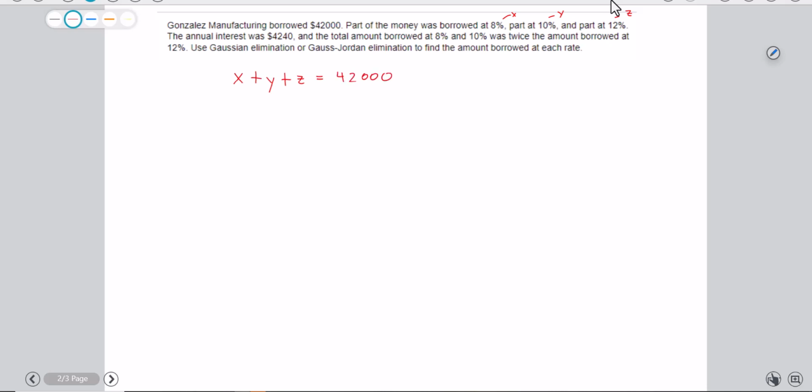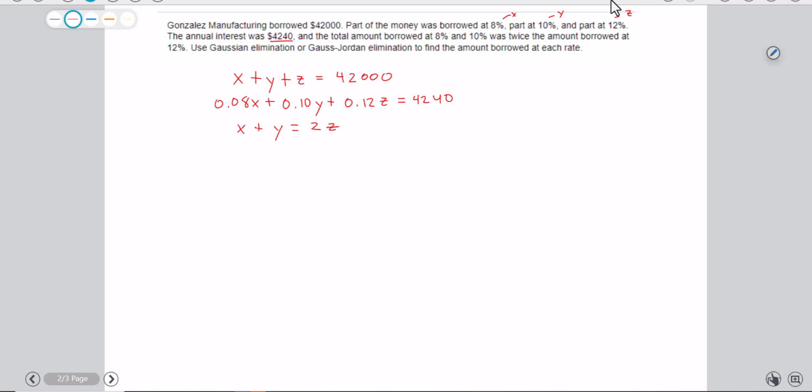42,000. Now it says the annual interest, so in other words, the 8% of the X amount plus the 10% of the Y amount plus the 12% of the Z amount would be 4240. And then it says the total amount for 8% and 10%. So the total for the 8% and the 10% is twice the amount of the 12%.